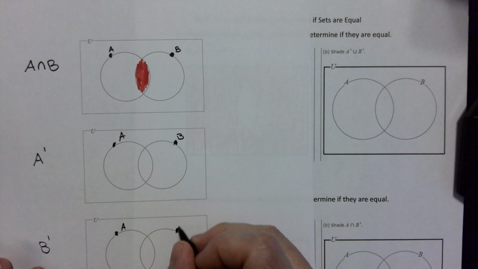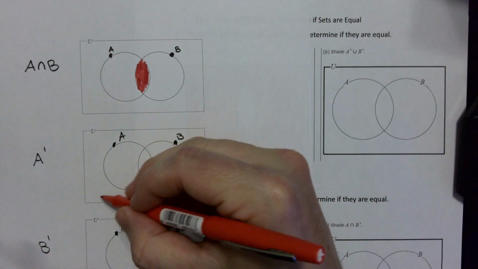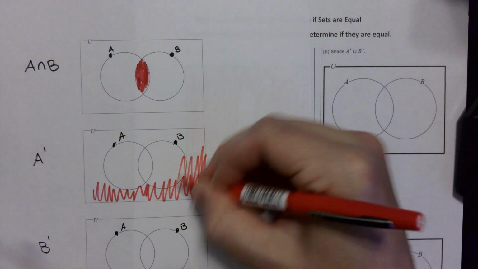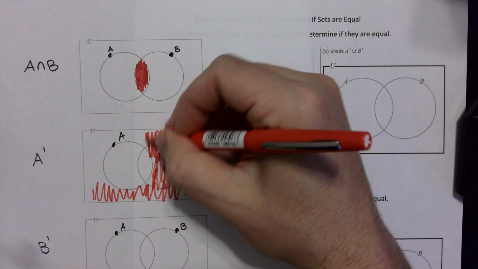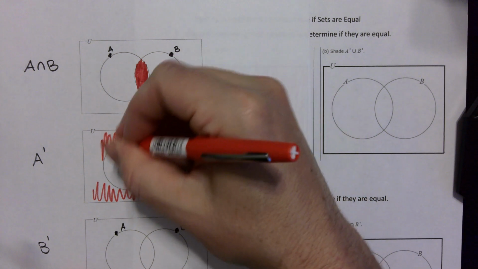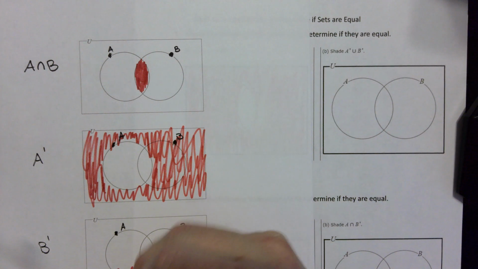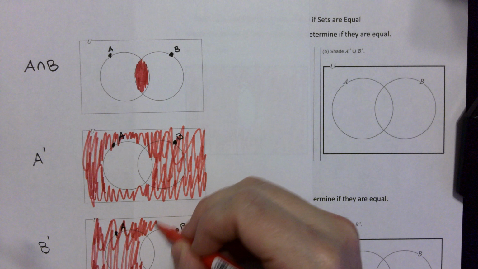A and B. Okay, so A complement is everything that's not in A. Okay, so that would include all of this stuff, everything that's not in A. Notice I'm not shading anything that's in that A circle. Okay, B complement is everything that's not in B. So notice I'll shade everything except for what's in the B circle.